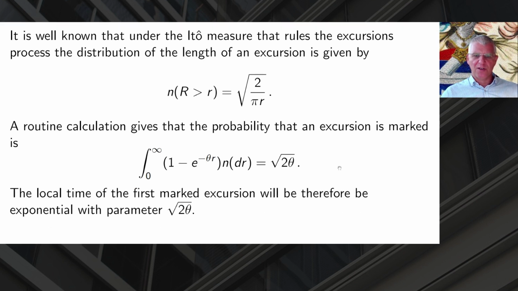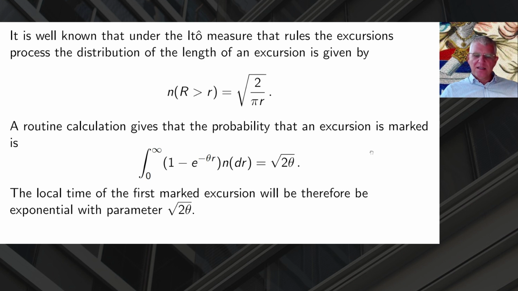And a routine calculation gives the probability that an excursion is marked. You just have to compute this integral. It's called the Frullani integral. It takes a bit of the Fubini theorem to compute it. It's not very hard, and this is the result.